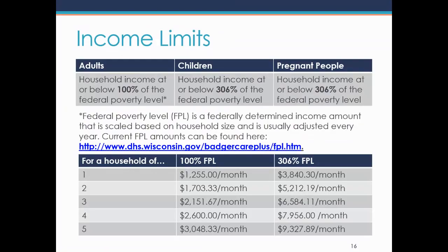Let's talk about those income limits. The federal poverty level, or FPL, is a federally determined income amount that's scaled based on household size and is usually adjusted every year. The FPL amounts seen here were effective February 1st, 2024, and can be found at the link shown on this slide. The income limit for adults is at or below 100% of the FPL for the appropriate household size. For children and pregnant people, the income limit is at or below 306% of the FPL for the appropriate household size.